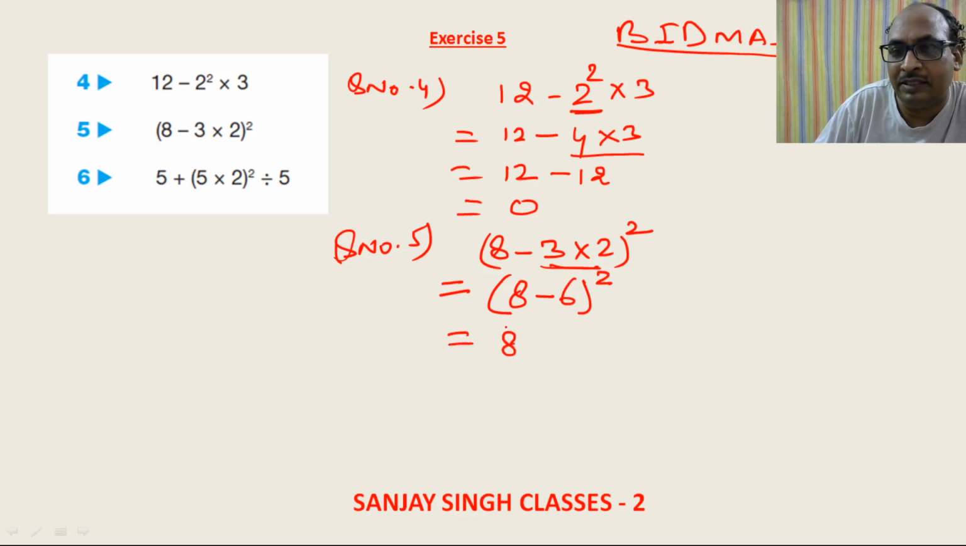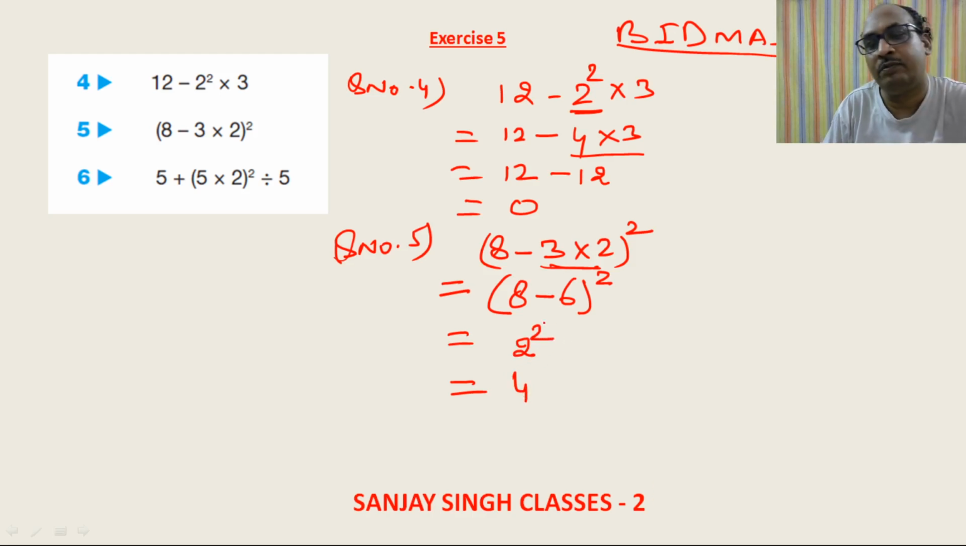It will be 8 minus 6. Sorry, no need to write 8. Okay, we can write 8 minus 6 as 2 and whole square. So now indices will be given preference. So it will become 2 into 2, and it will be equal to 4. There is no need to write even the bracket. We can write simply 2 square, and it will become 4.